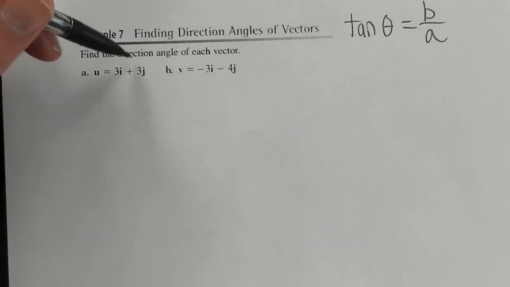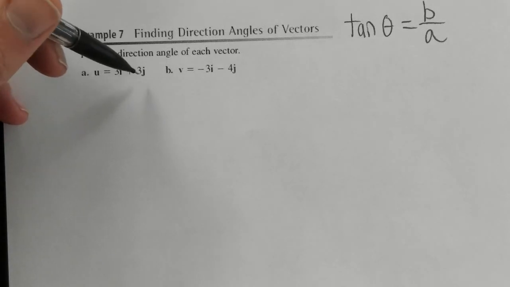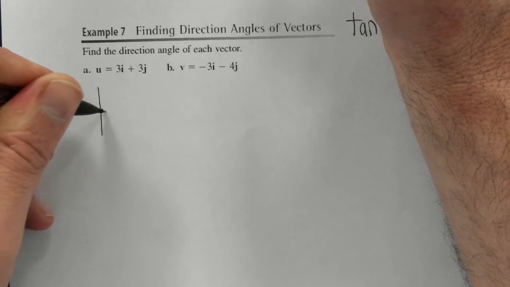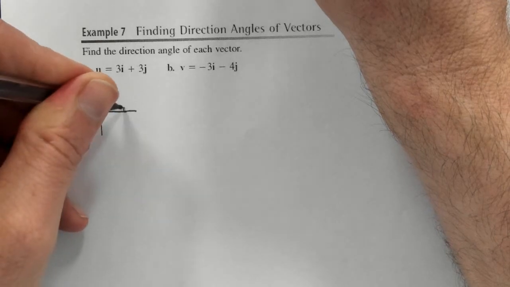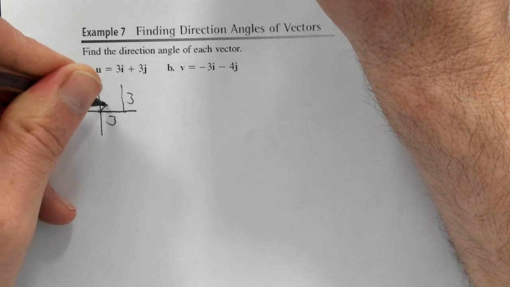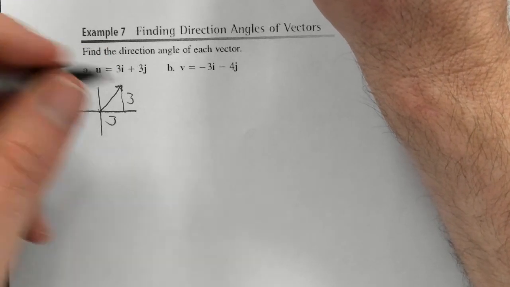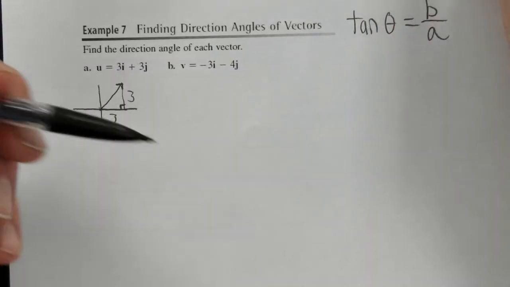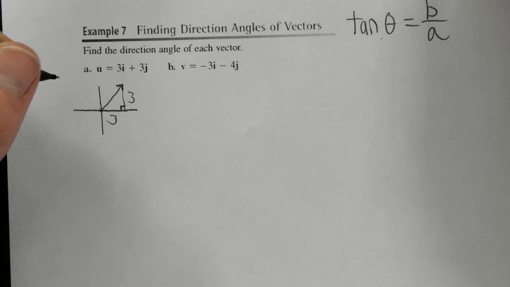So what we want to do is find the direction angle of each vector. The first vector is 3i plus 3j. Okay, so sketch it out. That's the first thing we want to do so we can get a picture of what's going on here. The horizontal component is 3. The vertical component is also 3. And so here is my vector. My right triangle is here. I can now use tangent of the angle is equal to b over a in order to find this angle here that'll help me find the direction angle.